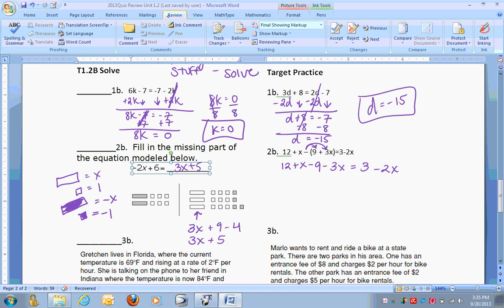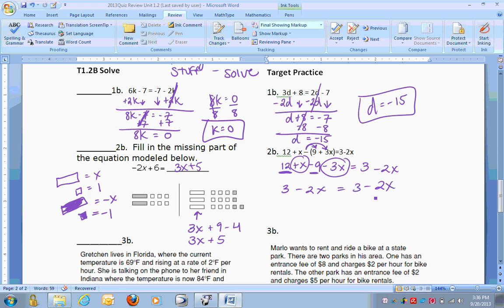Now I have to combine like terms. So I need to combine this 12 and the negative 9 together, and that gives me 3. And then when I combine my x and my negative 3x, that gives me negative 2x. And then I bring down the other side, 3 minus 2x.